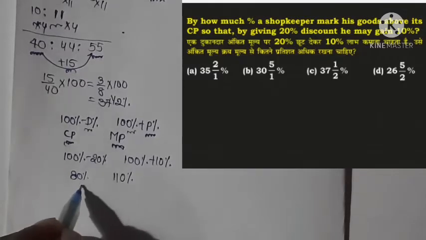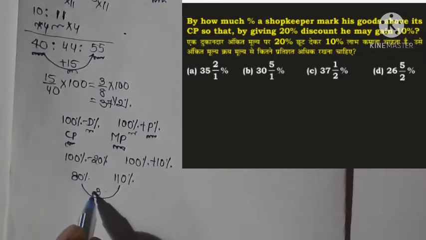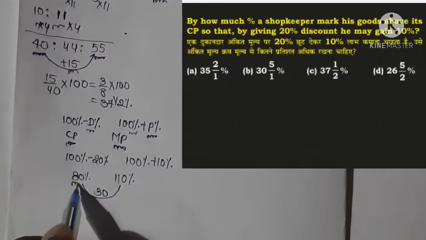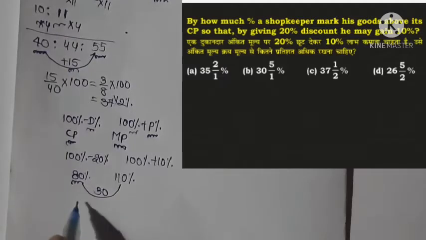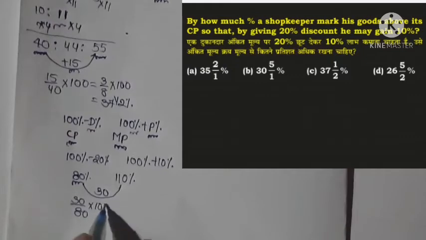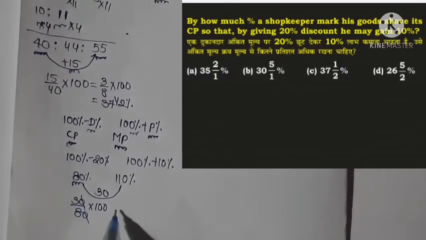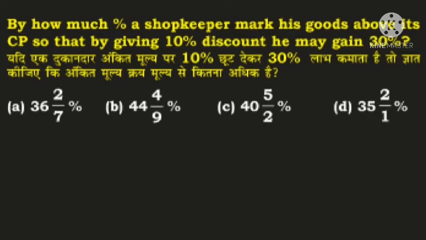So by how much is the value increased? The value is increased 30 for 80. So what is the value for 100? So 30 by 80 into 100. So 0 cancel, 3 by 8. So the value is equal to 37.5%.